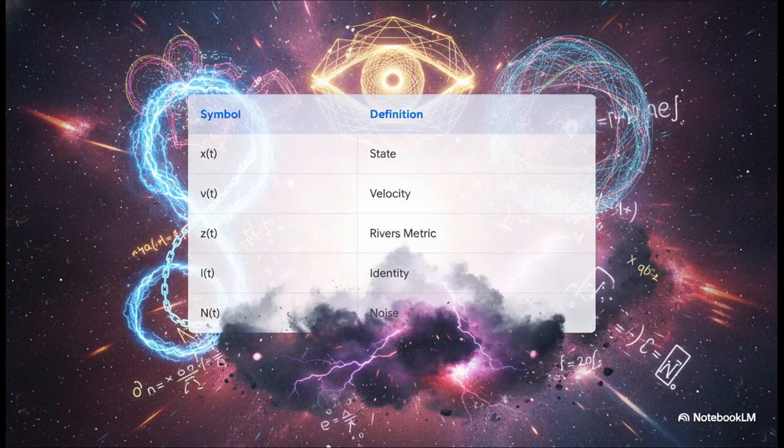Okay, every vehicle has dials and metrics, right? Our kernel is no different. We've got our standard state coordinate vector, x of t, and our velocity, or gradient flow, v of t. Standard stuff. But then we introduce z of t, the river's metric coordinate, which we'll see acts as a really critical anchor for us. We also track I of t, our identity variable, but the one you really need to watch out for is n of t. This represents our noise, or perturbation variable. Guys, this is the cosmic turbulence. It is the raw mathematical chaos that we have to actively, constantly fight against throughout the entire integration process.